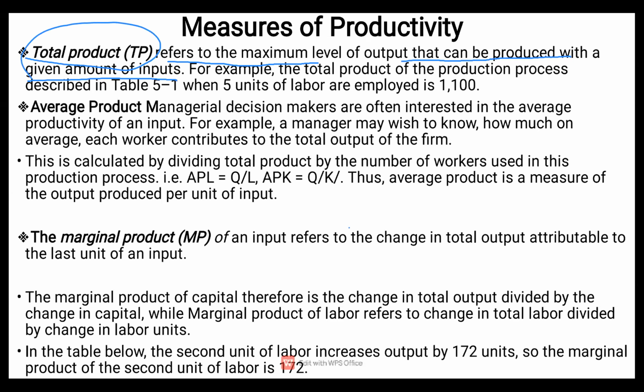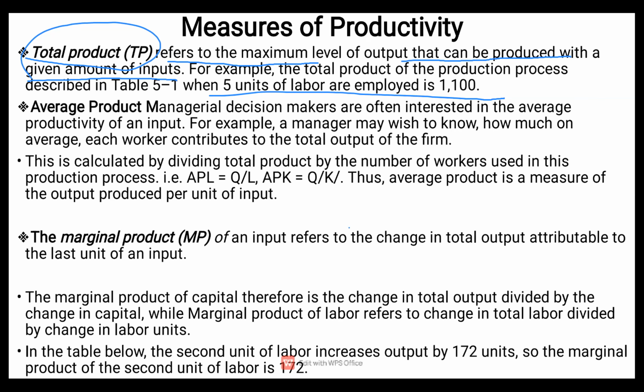For example, the total product of the production process described in the table down here. Let me just skip this table. I'll talk about the table when it comes. In short, the take-home message is that once you employ a certain input, for example labor, that labor will lead to a certain output. You use that labor to produce some output. Whatever the maximum level of output that can be produced from labor is said to be the total product of labor.